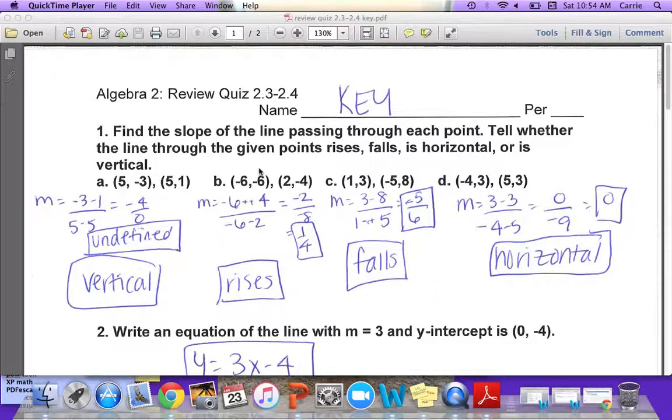And the last one, vertical, means it will have an undefined slope. To have an undefined slope, it means you have a 0 on bottom because you cannot divide by 0. So like this here, but again, to get full credit, you must write undefined, and that will be a vertical line or going straight up and down.